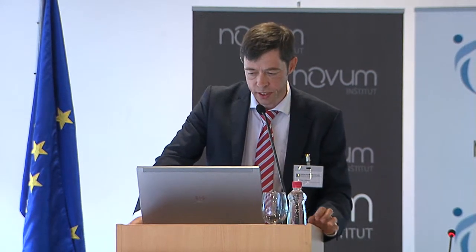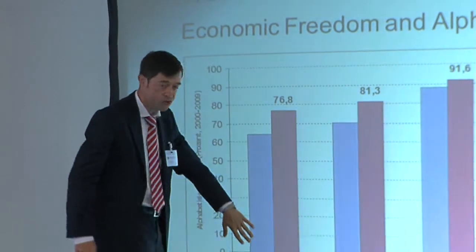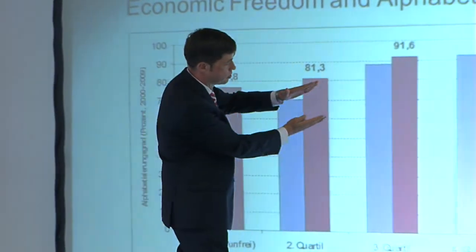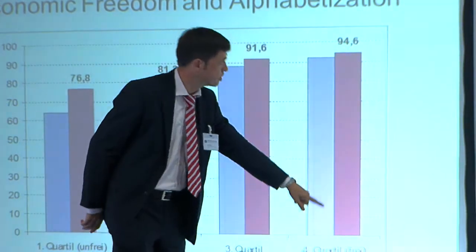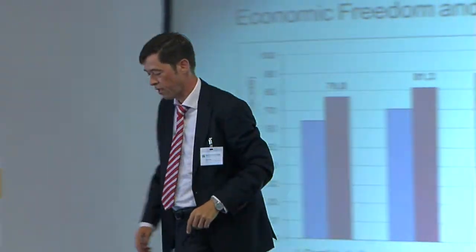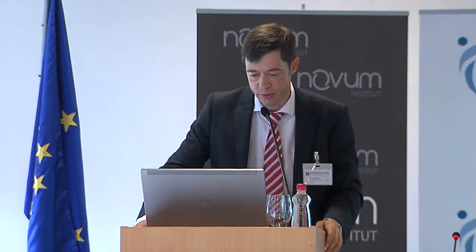this is economic freedom and alphabetization. The degree of alphabetization is in most economic free countries the best. And you see here the difference between women and men. In the most unfree economic countries, there is a gap. And this gap is lowering in the most free countries. So this is also a matter of equality between women and men. So if you are a woman, you are better off if you are living in an economic free country.